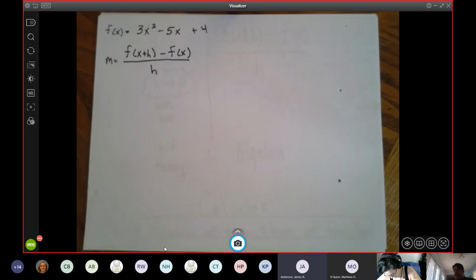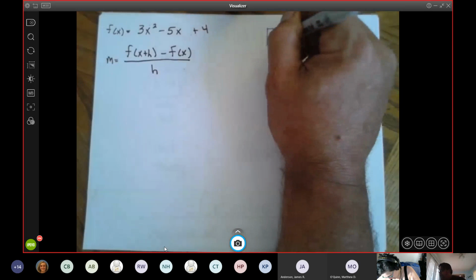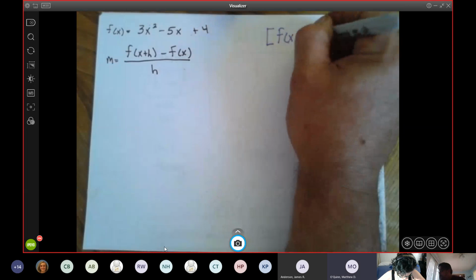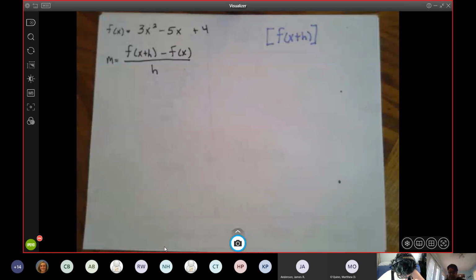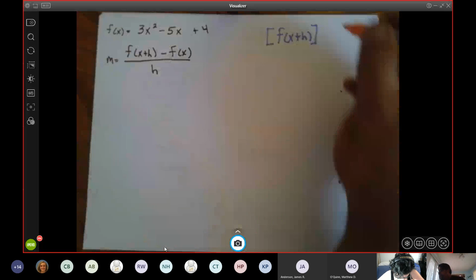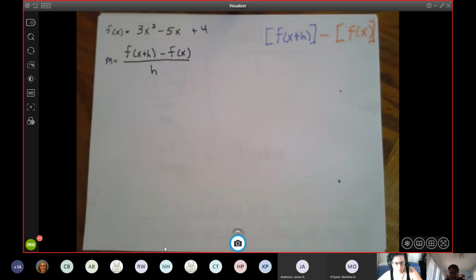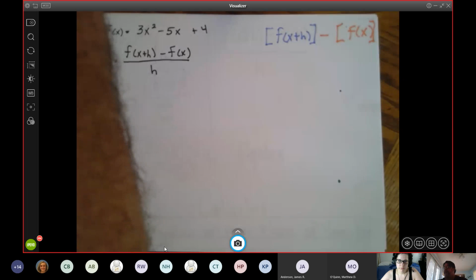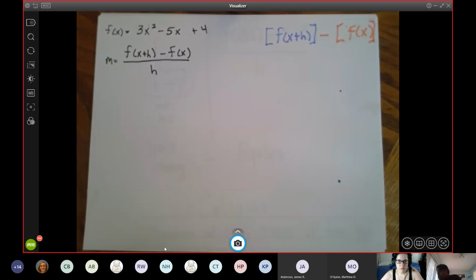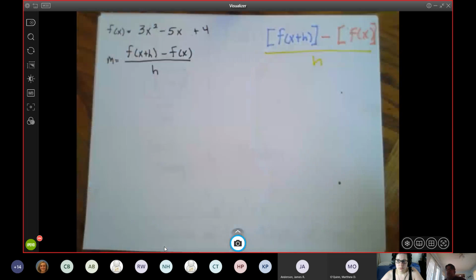So I'm going to start you off. I'm going to rewrite the difference quotient up in the right-hand corner, and I'm going to use different colors. f of x plus h, and that's in blue, minus f of x, over, and this is yellow, but I don't know if it's going to show up or not. Yeah, it showed up good.